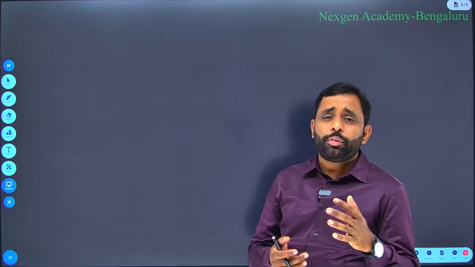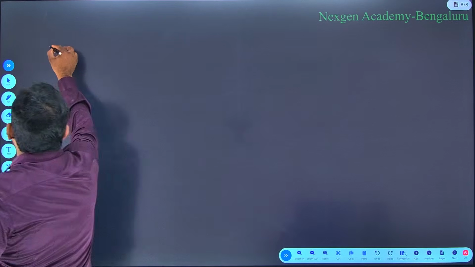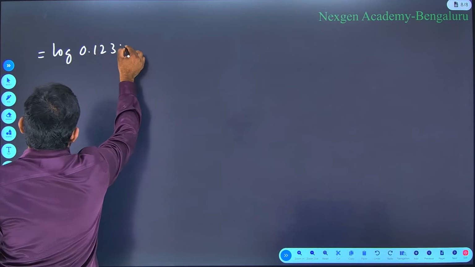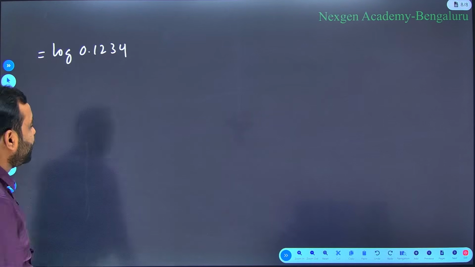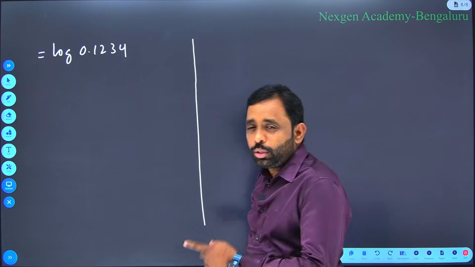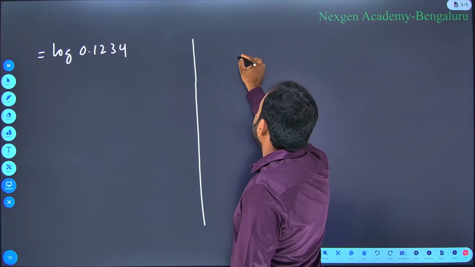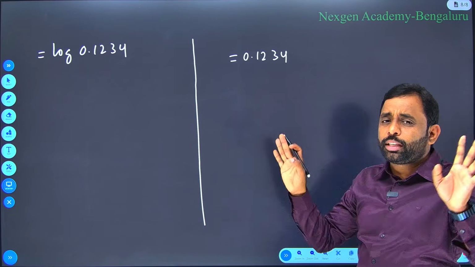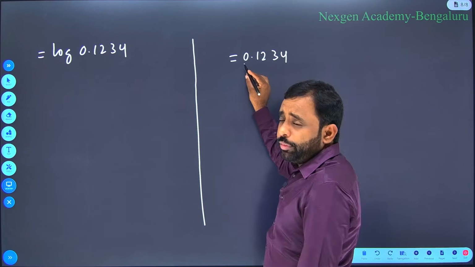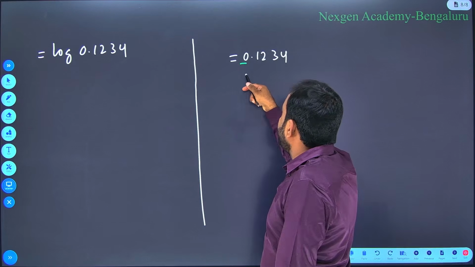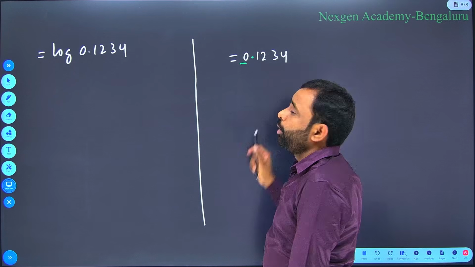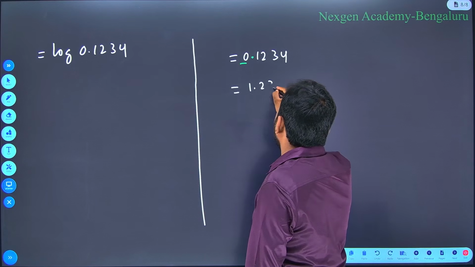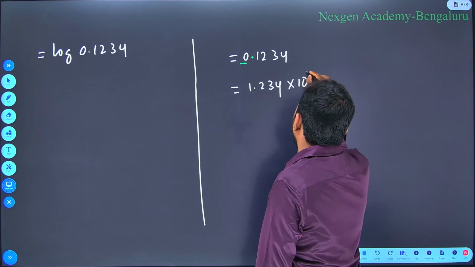Clear, right? One fraction also let us take. For example, log 0.1234 is given to you. How to solve it? Same logic. Whatever the number given, convert into scientific notation. Scientific notation means the decimal point should be there after the first non-zero digit, in between 1 and 2. So write it in scientific notation: 1.234 into 10 to the power of -1.